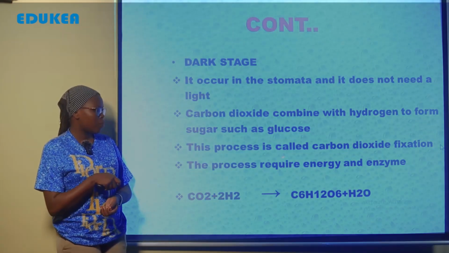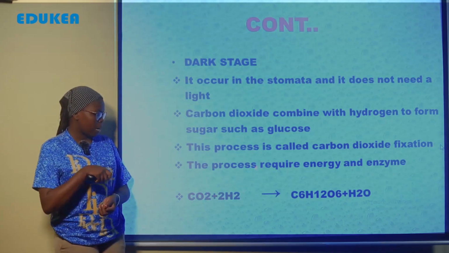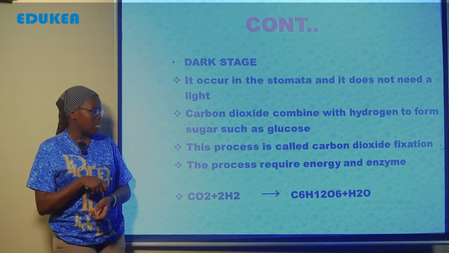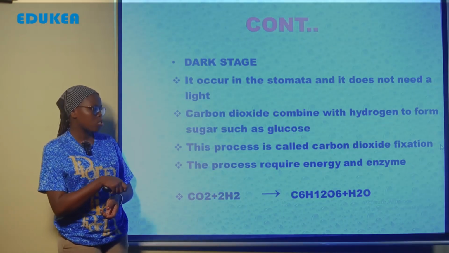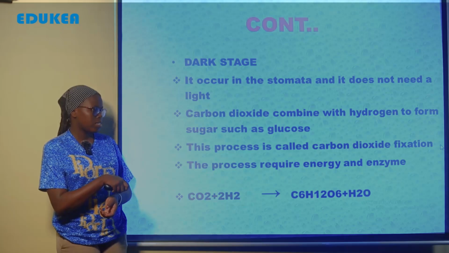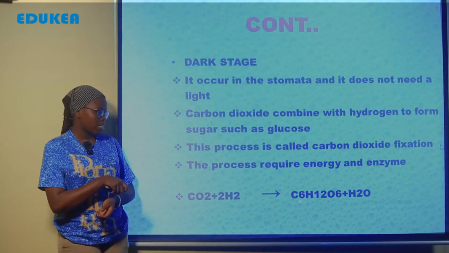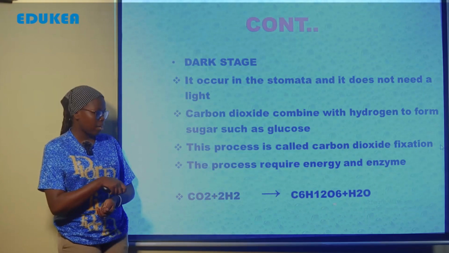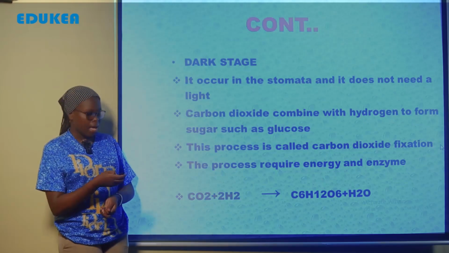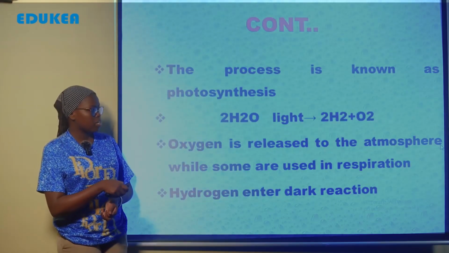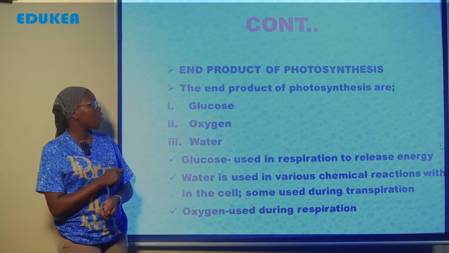So hydrogen from the light phase reacts with carbon dioxide in the presence of energy and enzyme to produce glucose, C6H12O6, plus water. So these are the byproducts of photosynthesis. So up to here, the byproducts of photosynthesis are this glucose, water, as well as this oxygen. So the end products of photosynthesis are glucose, oxygen, and water.